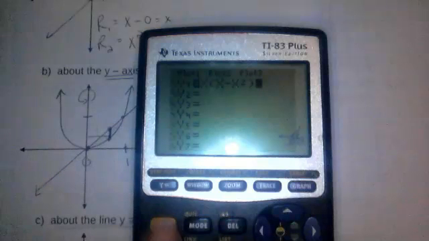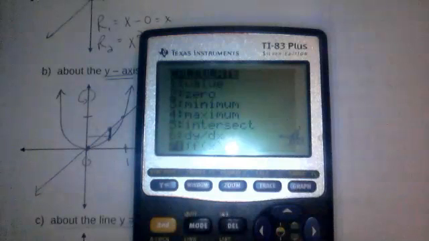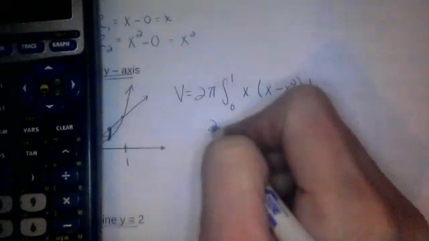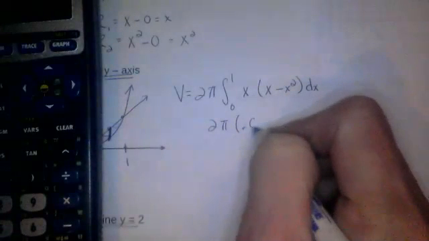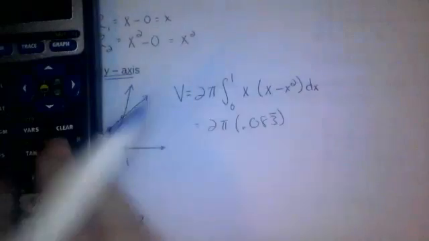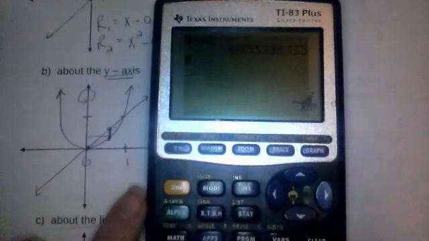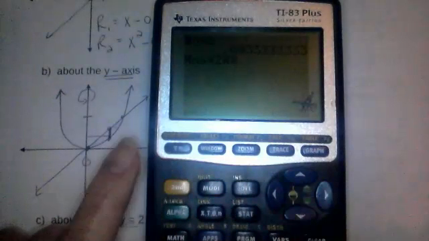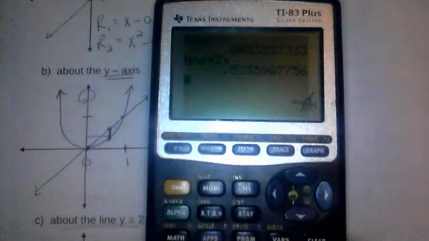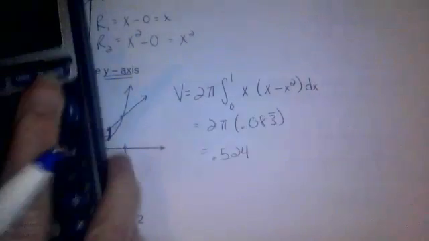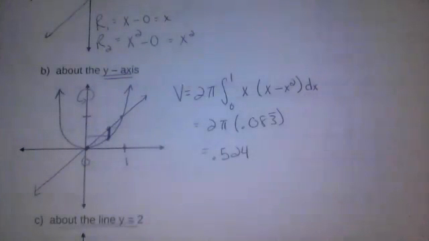All right, so here's our equation. We're going to calculate the integral. We're going from 0 to 1. So we get 0.083 repeating. So it's 2 pi times 0.083. And so I can pull that to my home screen, times 2 pi, and I get 0.524. We'll do the volume generated.